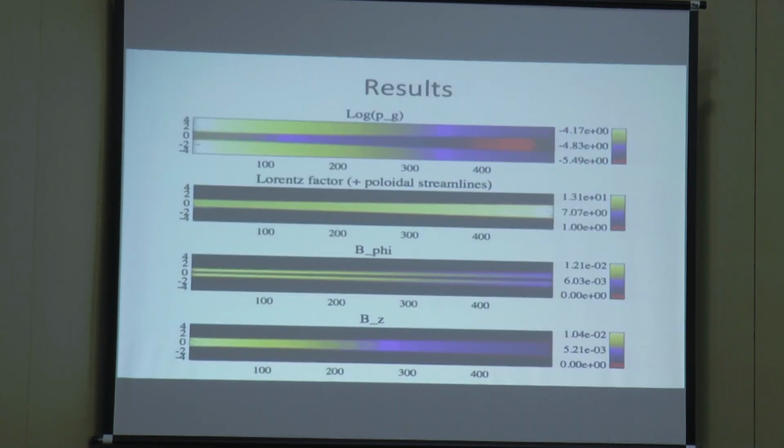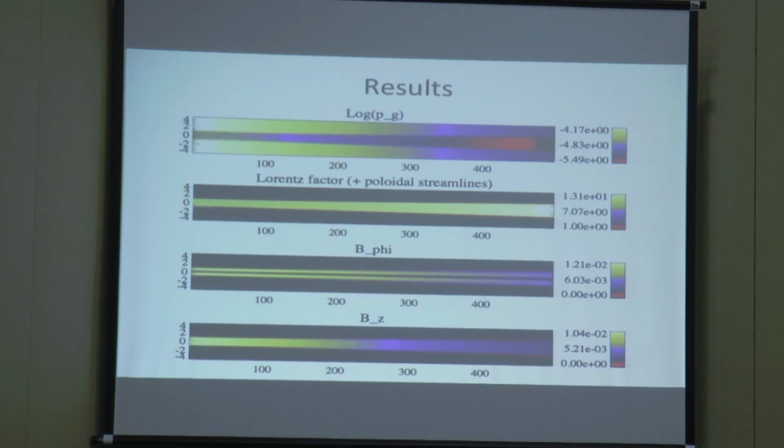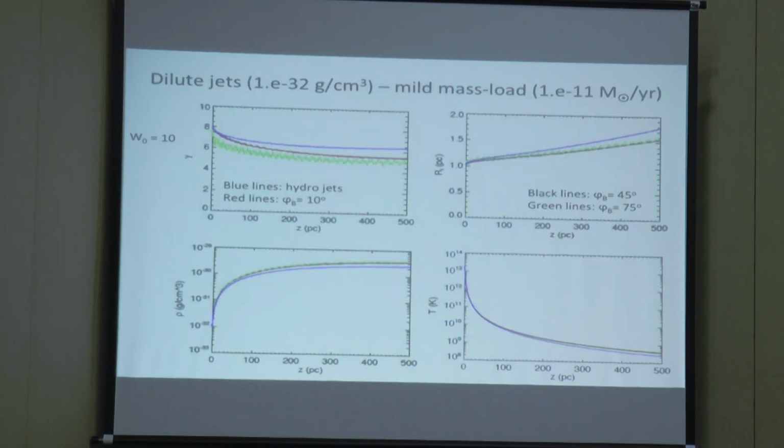And the results are given in images like this, which you have the pressure with distance, Lorentz factor, plus poloidal streamlines. You cannot see them here. Magnetic field, axial field. You have all the relevant physical parameters in maps like that. And now what we do is we make cuts and we obtain mean profiles for the jets. I will show you only 2 examples. This is a dilute jet, very, very dilute. This is like 10 to the minus 8 times 1 proton mass per cubic centimeter, and mild mass load.